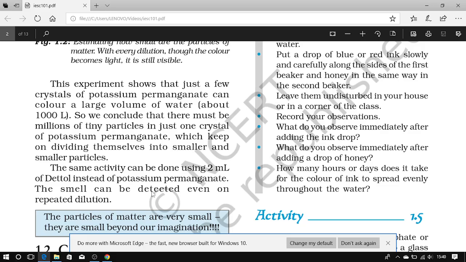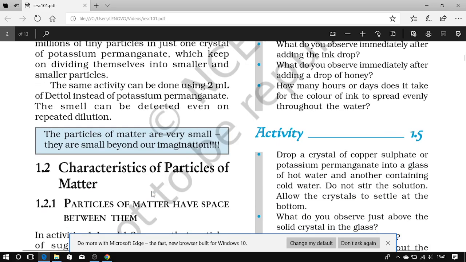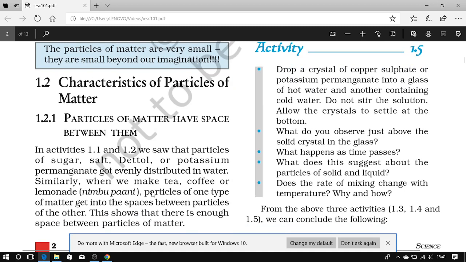The same activity can be done using 2 ml of Dettol instead of potassium permanganate. The smell can be detected even on repeated dilution. The particles of matter are very small. They are small beyond our imagination. So it means particles are very small, and we cannot see them with our naked eyes.